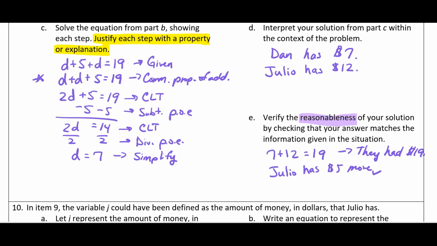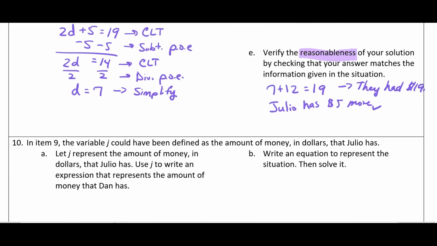Okay, always check for reasonableness. You can always go back and look. Sometimes think of another method. Sometimes making a table, sometimes guessing and checking, sometimes drawing a picture. Always try to double check to make sure your answer is reasonable.